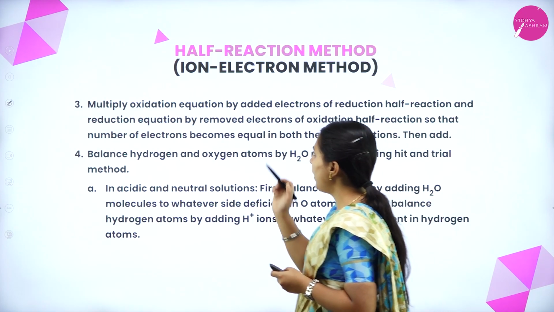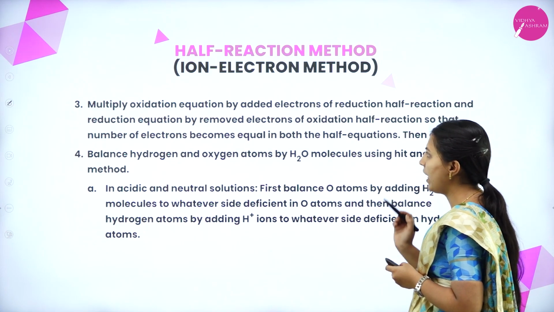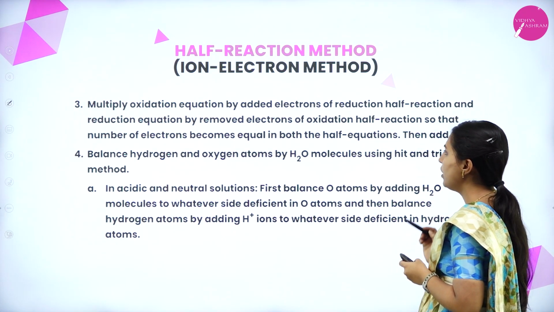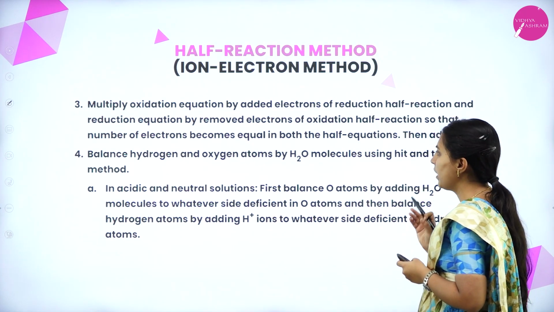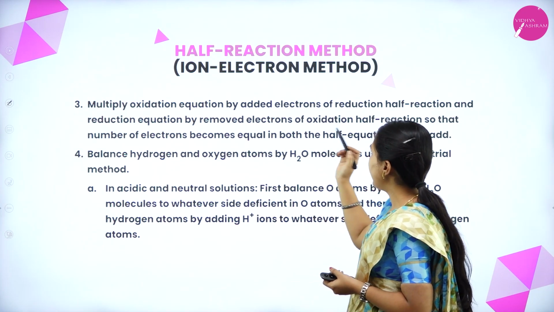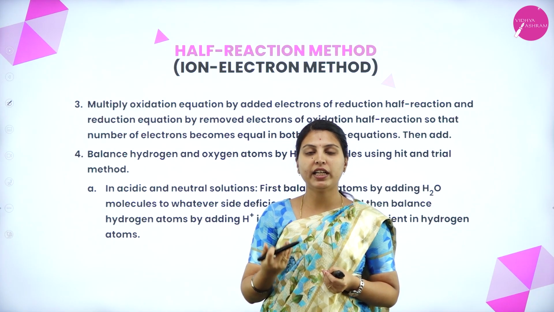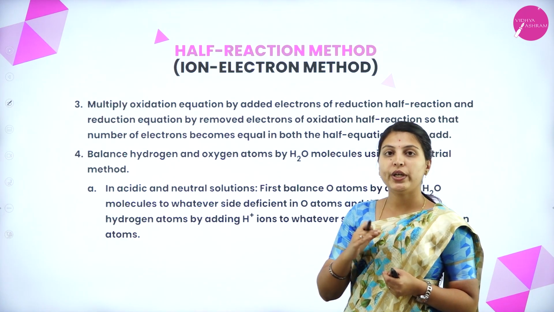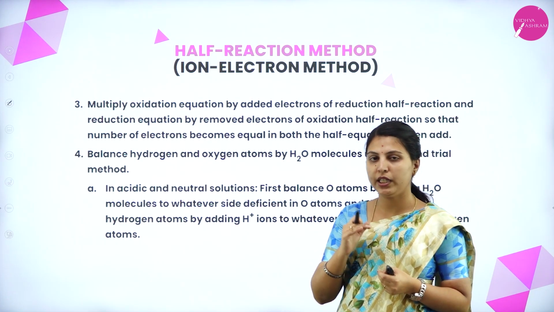Next step: multiply the oxidation equation by the electrons added in the reduction half reaction, and the reduction equation by the electrons removed in the oxidation half reaction, so that the number of electrons becomes equal in both half equations. After adding electrons to the reduction reaction and removing them from the oxidation reaction, you have to multiply with each other to equalize both half reactions, till they become equalized.